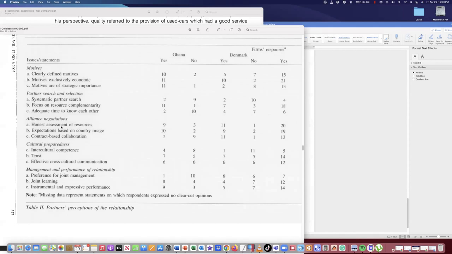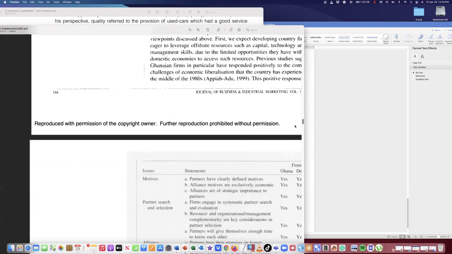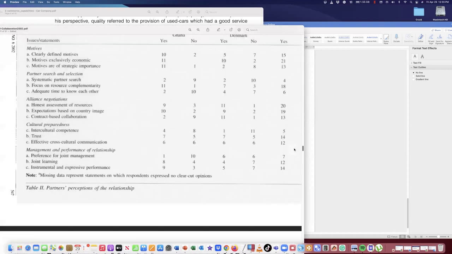This one is labeled like this. He labeled them as that. So okay, he didn't tell the relationship between the three. In fact, he sees all of them as one at one level. All these factors matter in how developed countries and developing countries collaborate. But ours was about selecting a supplier. This one is more about collaboration between developed and developing country firms. We said online supplier. So it means that some things will matter.